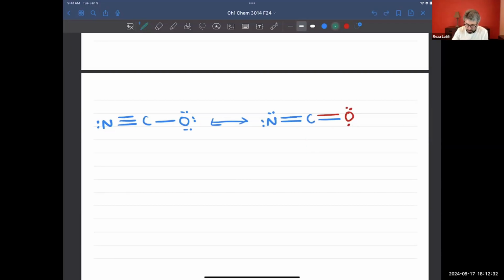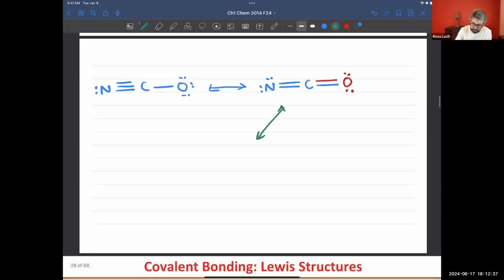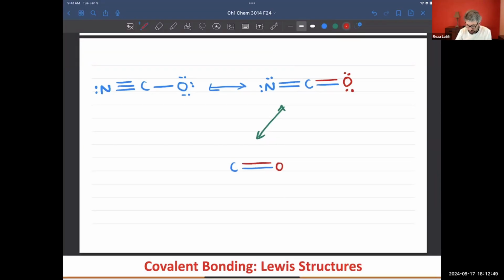This one can be transferred to a structure that has a triple bond between oxygen and carbon. So with the triple bond, oxygen has only 1 lone pair, and there is a single bond between carbon and nitrogen. Nitrogen has 3 lone pairs.